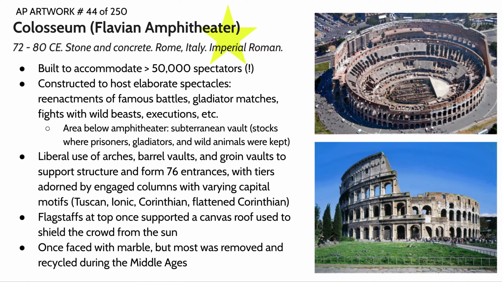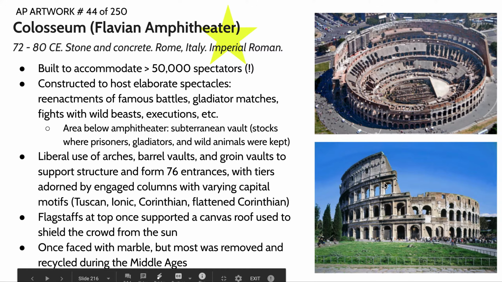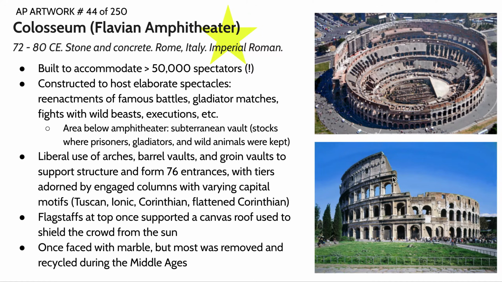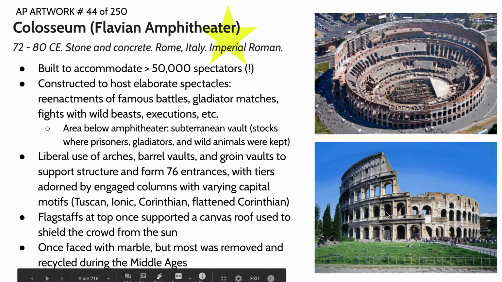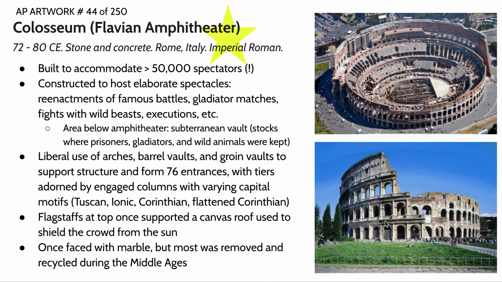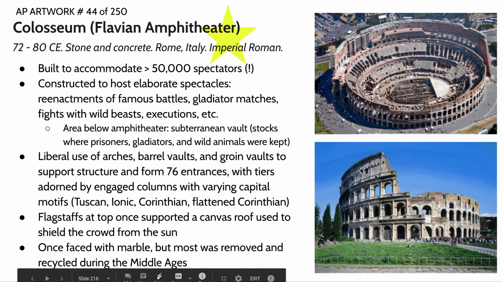When we look at the Colosseum, we can see that arches, barrel vaults, and groin vaults are used quite liberally. So there are 76 entrances to the Colosseum, and there's these tiers of arches that are leading up towards the top. Each of these levels has columns that are engaged into the surface. That means they're not weight bearing, they're just kind of like a decoration on the outside. And each of these tiers has different column capitals on them.